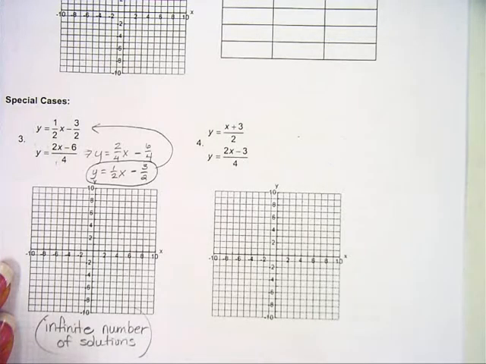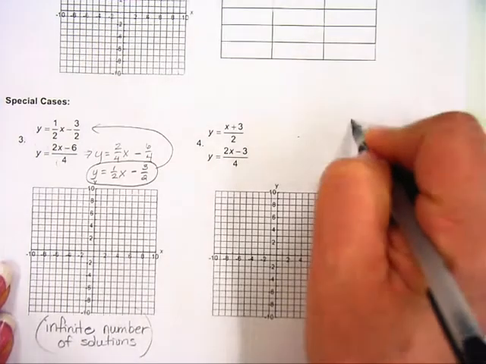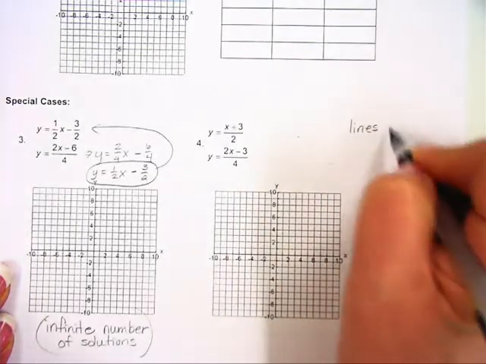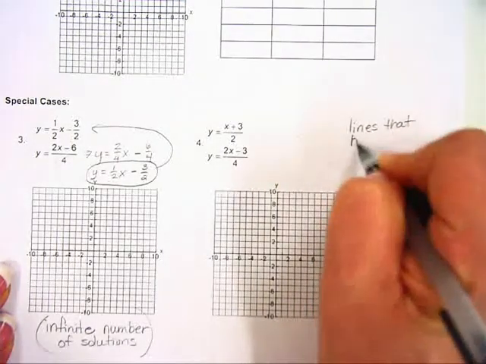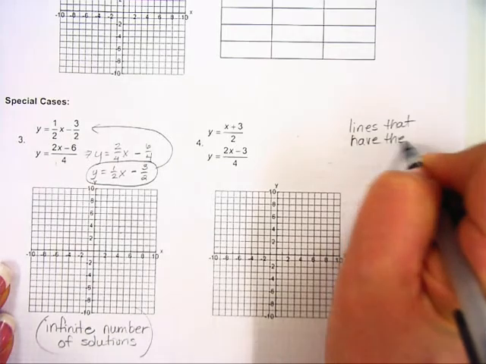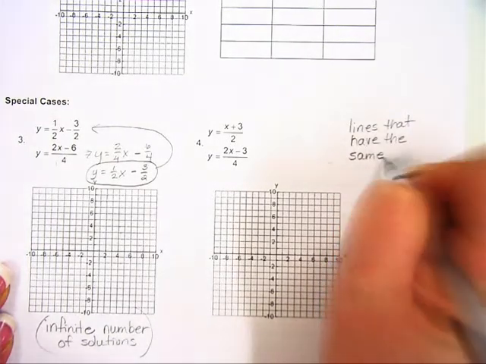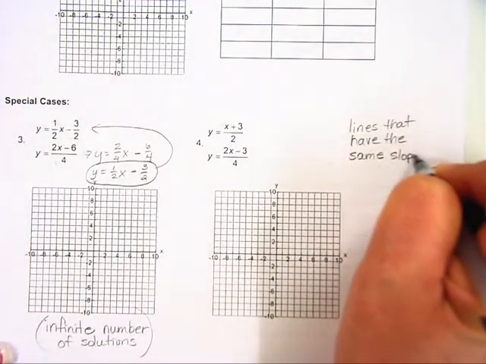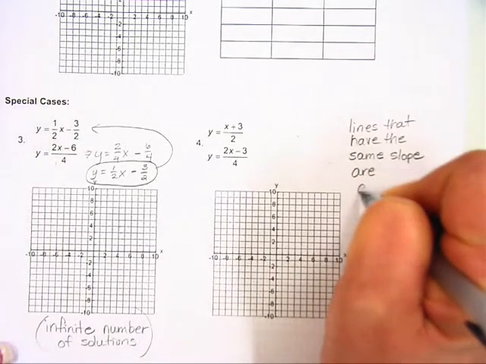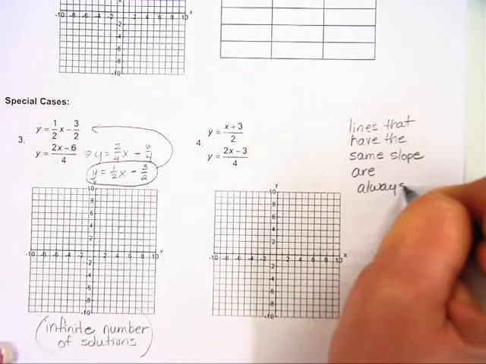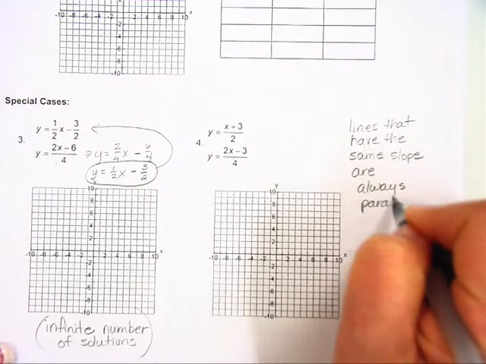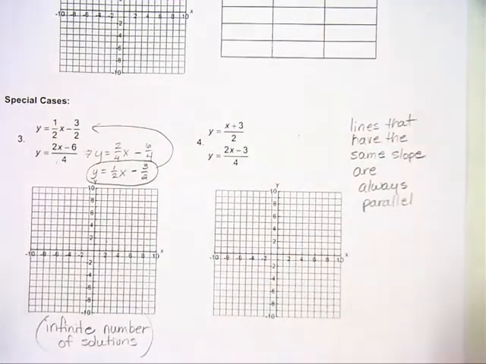Now think about the same slope. Okay, lines that have the same slope, put this in your notes somewhere, are always parallel. If they're parallel, they'll never touch each other, correct? So we have no solutions when our slopes are the same.